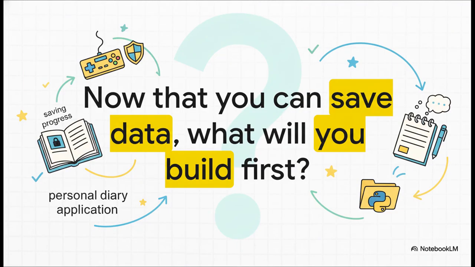So that kind of leaves us with one big question, right? Now that you have this power, this ability to make your program save data, what are you going to build first? A game that saves your progress? A personal diary app? A tool to log your revision notes? The possibilities are literally wide open.